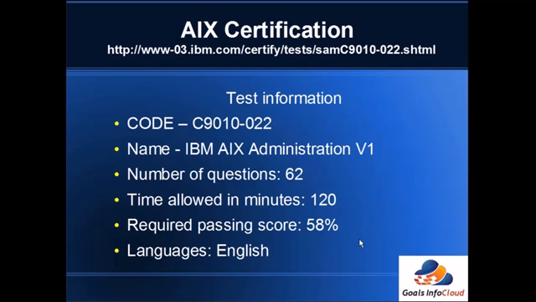If you want to go for the certification, just go through this website: www.ibm.com/certify/test/sam-c9010-022.shtml. The name of this test is IBM AIX Administration version 1. In this test, you get 62 questions and the time allowed is 120 minutes. You have to score a minimum of 58% to pass this exam, and the language is English.